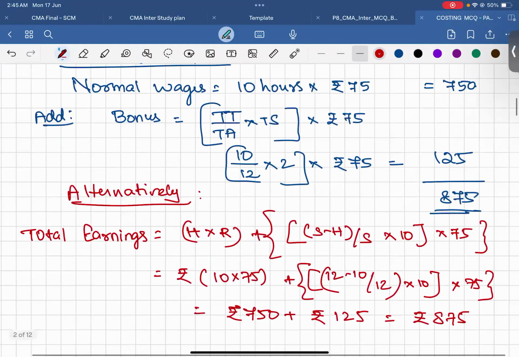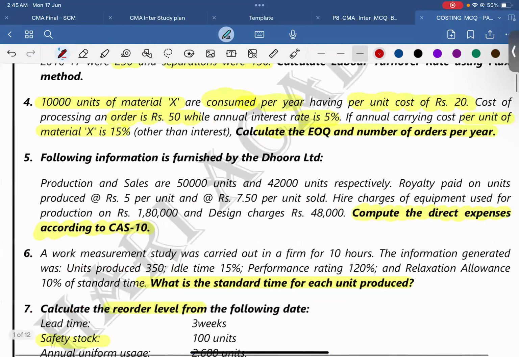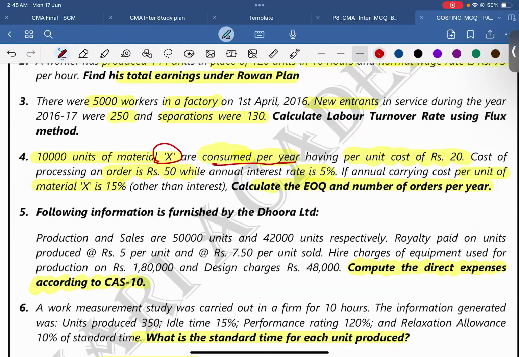Next, we will go with question number 4. 10,000 units of material X are consumed per year, having per unit cost of rupees 20. Cost of processing an order is rupees 50, while annual interest rate is 5%. If an annual carrying cost per unit of material X is 15% other than interest, what is EOQ? What is the number of orders per year? If I am speaking very slow, if you are feeling that, just watch this video at 1.25x or 1.5x speed as per your convenience, as you are in the preparation stage.